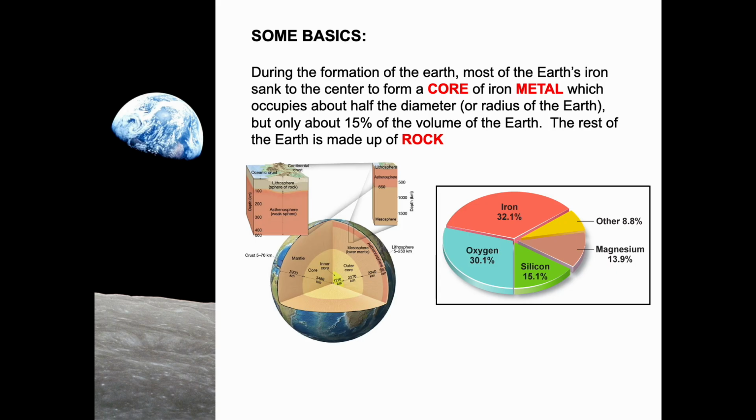That is the center part of the planet, the core, which occupies, on the Earth, about half of the diameter or radius, but only about 15% of the volume of the Earth. The rest of the Earth is made of rock. So just to repeat, the core is made of liquid and solid metal. The inner core is solid, the outer core is liquid, and then above that is all rock. The mantle and crust are both composed of rock.